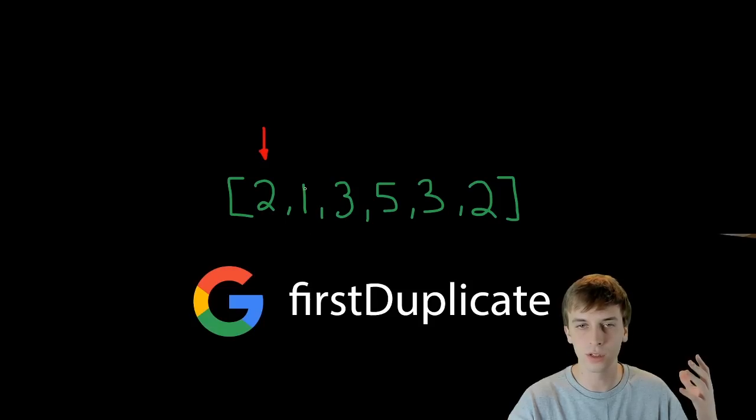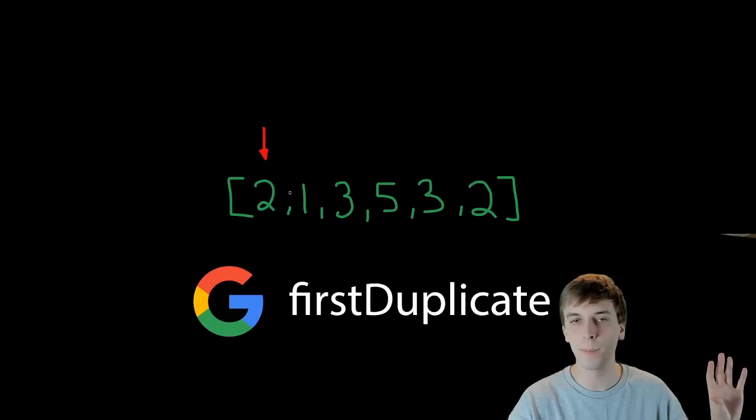So this is index 0, this is index 1, this is index 2. Minus 1, so we don't go out of bounds, because we can't go out of bounds. So this is the first element. And is this negative? No, it's not. So we're going to make it negative.